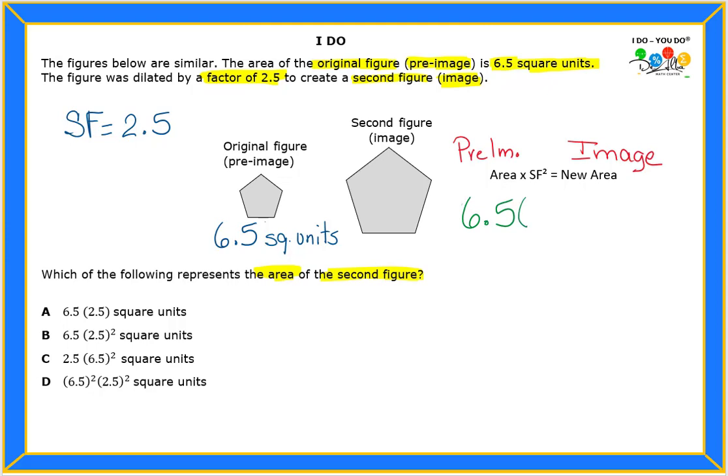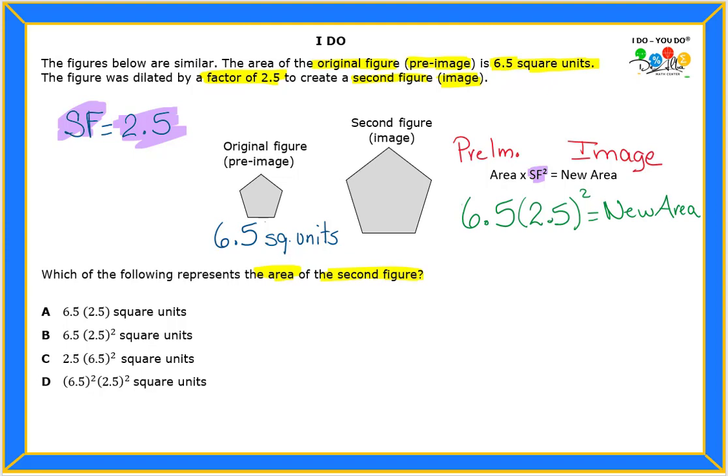I'm going to multiply that by the scale factor. My scale factor is 2.5. It's right there, look, it's right here. So I'm going to multiply by 2.5 squared. Don't forget to raise it to the second power. And once you do that, you will get the new area, right? And this will be my new area.